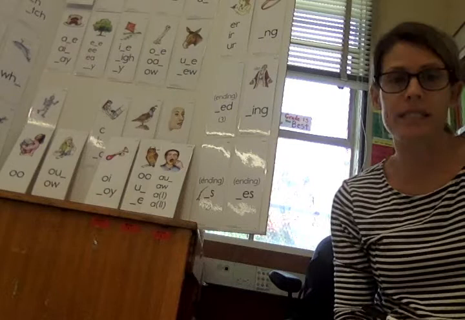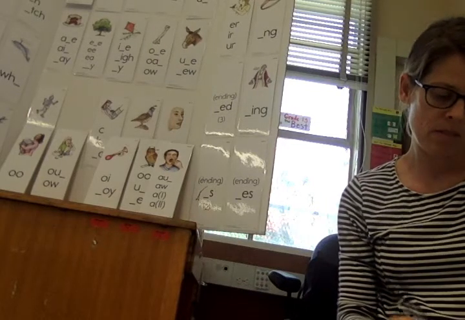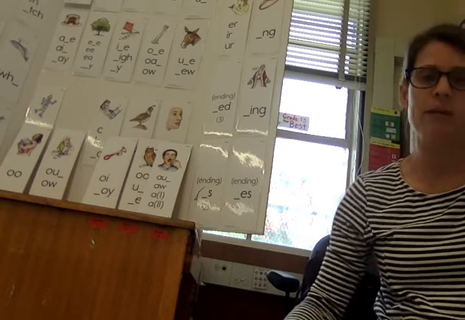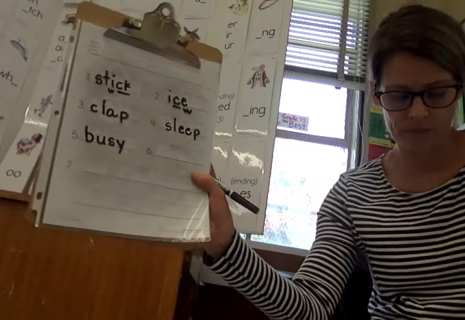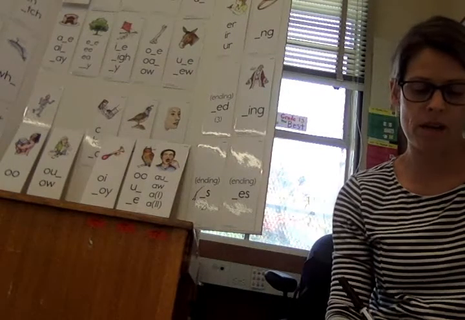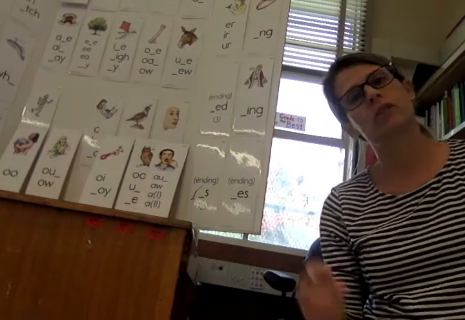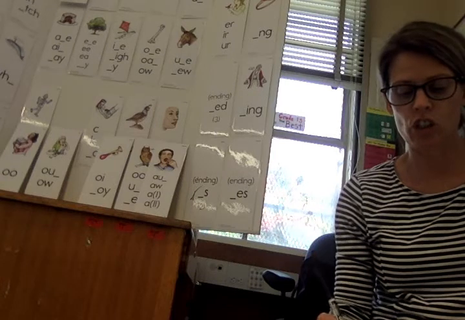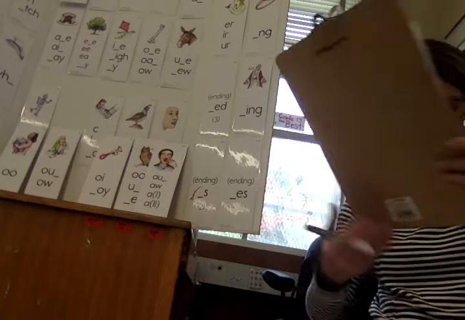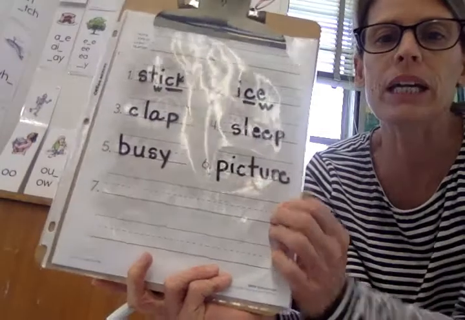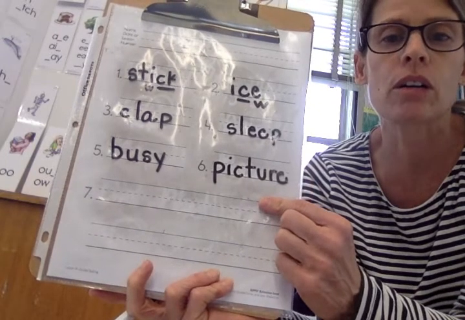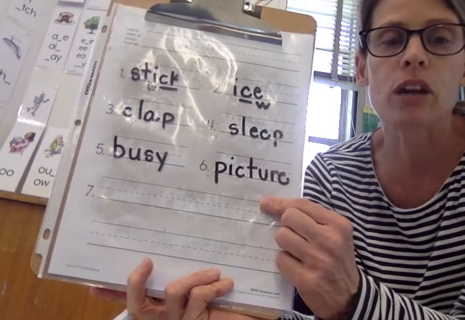Number 5, busy. B, B. B, U, S, Y. Busy. Number 6, picture. P, I. So, I. Short I. Picture. This is a tricky one. Picture. P-I-C-T-U-R-E. Picture. I'm going to take a picture of the classroom.